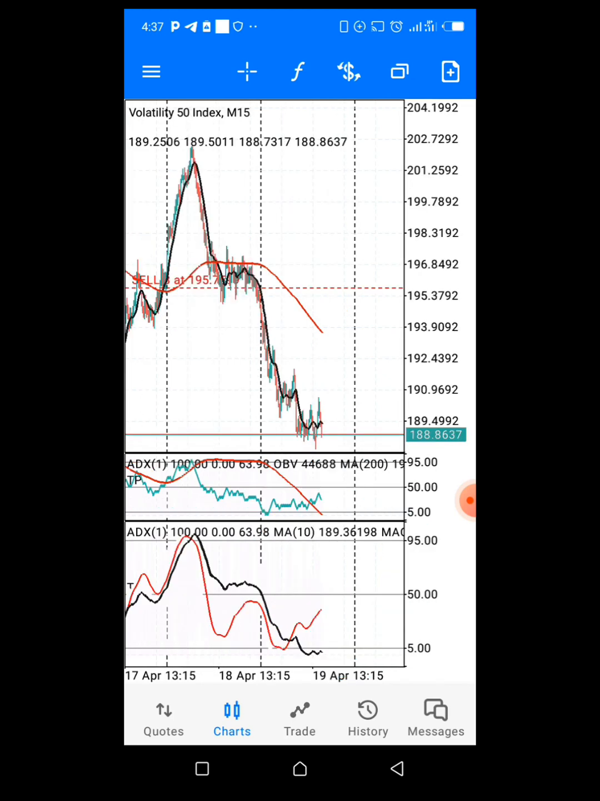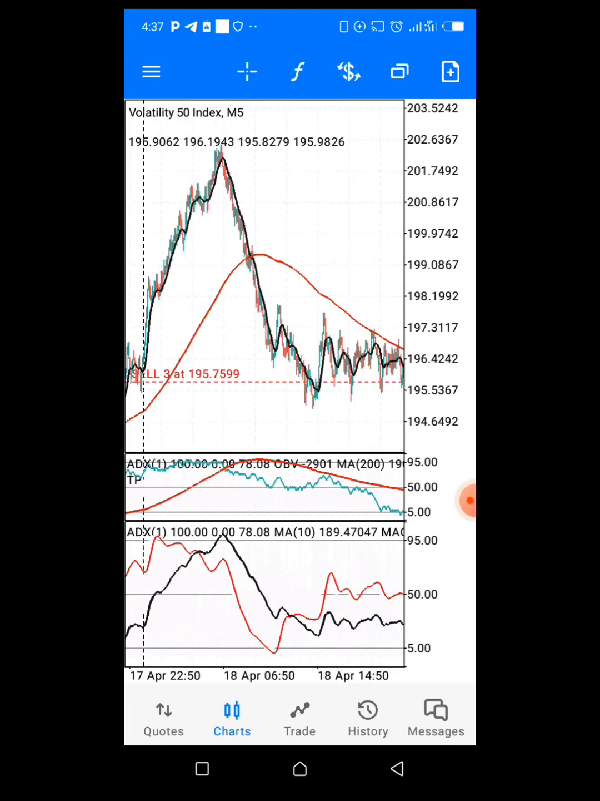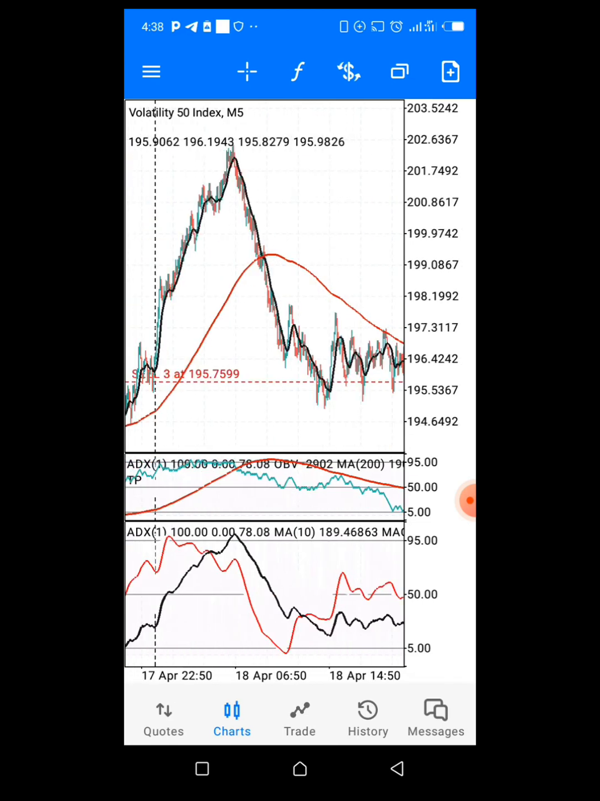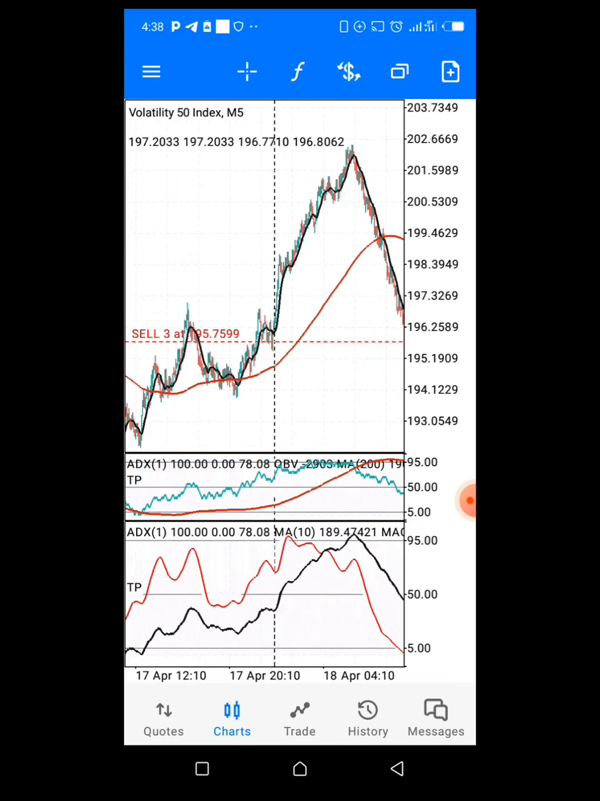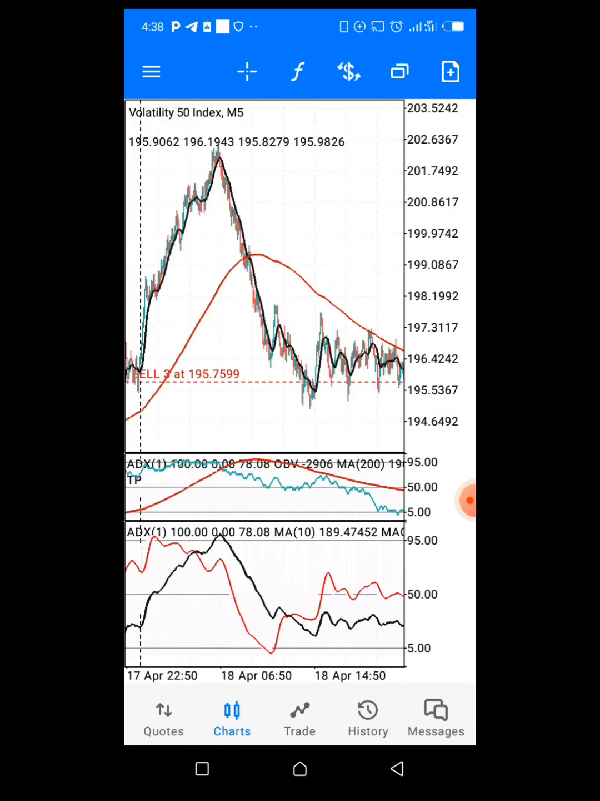Like I normally tell my students, once you are done analyzing from your daily time frame and you come to your smaller time frame and check your chart and it corresponds with what your higher time frame is doing, you execute the trade, you take the trade. So the market was creating a head and shoulder pattern.